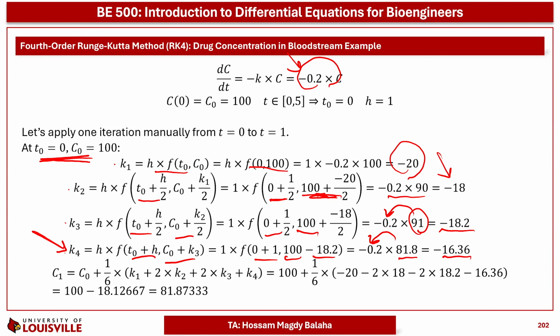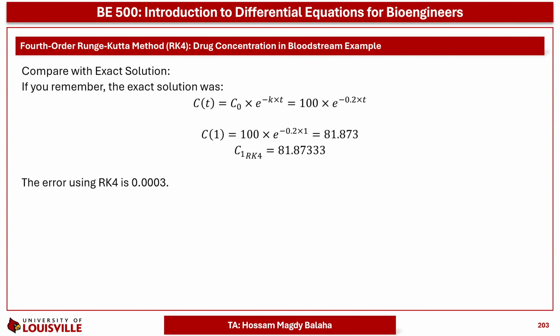Now we have the values from K1 to K4. Substitute in the update equation or the final equation. K1 plus 2K2 plus 2K3 plus K4 will be these values. Divide by 6 and add to the initial value, which is 100, and it will result in 81.873. If you compare that value with the exact value, which is here, we will find that the least error is found by the RK4, which is around 0 if it's rounded to 3 decimal points.